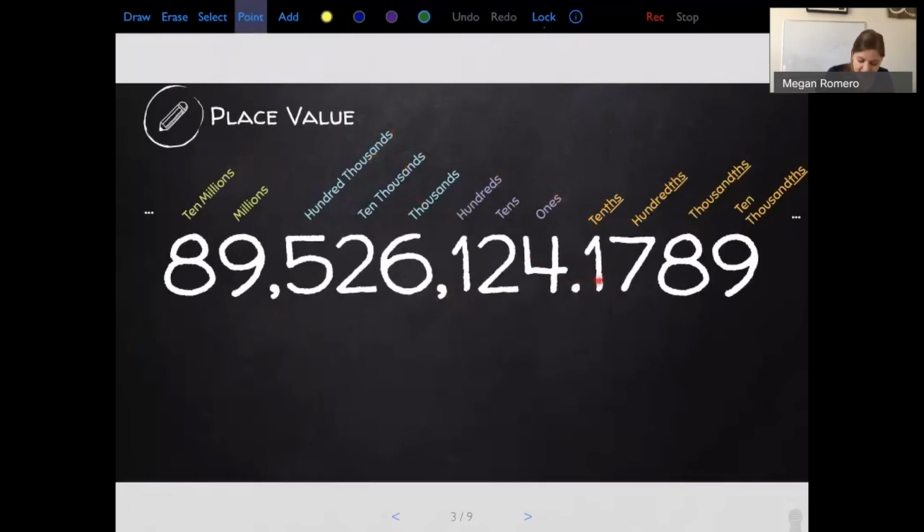Going to the right of the decimal, we have the tenths, and I've underlined the "ths". It shows it's to the right of the decimal, so it's not yet a whole number. Hundredths, thousandths, 10,000ths, next is 100,000ths, etc. So make sure you make a note of this in your notes or take a picture of it.